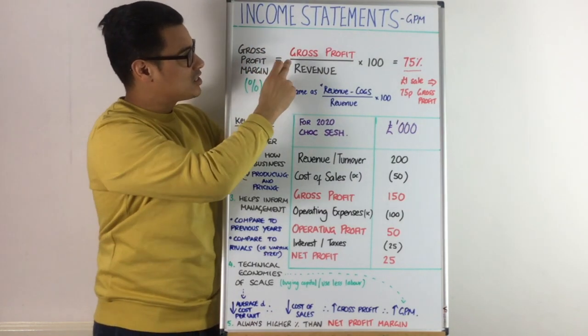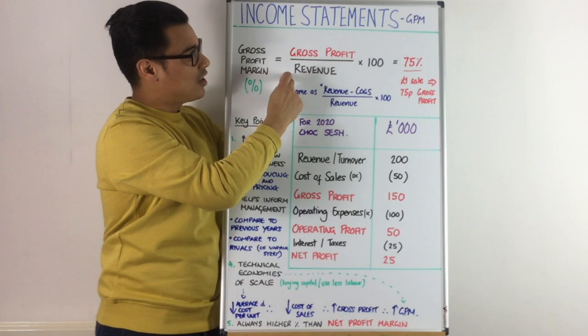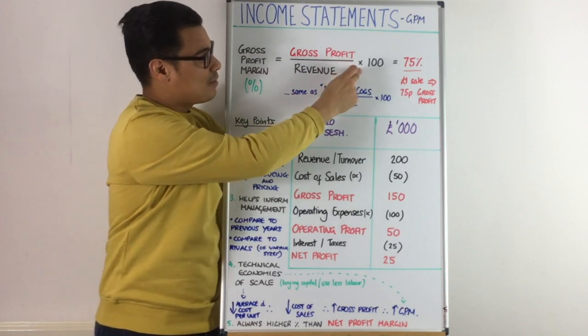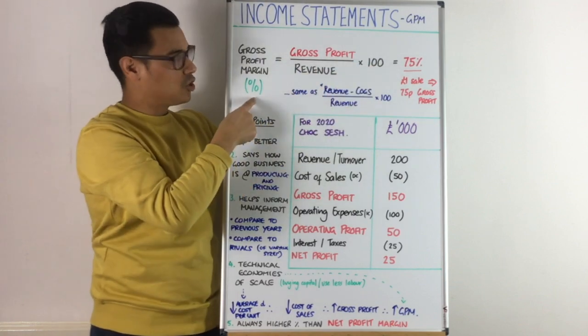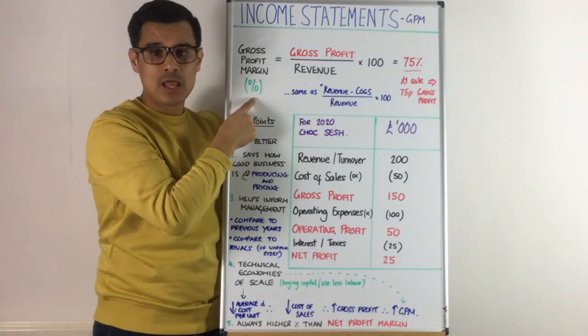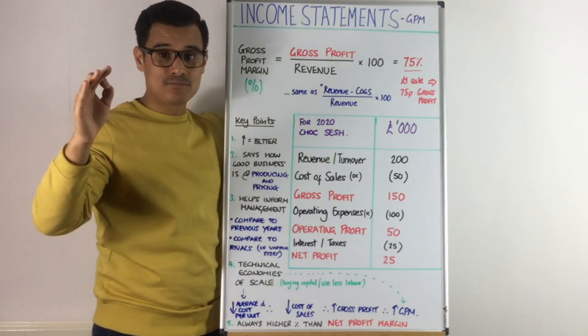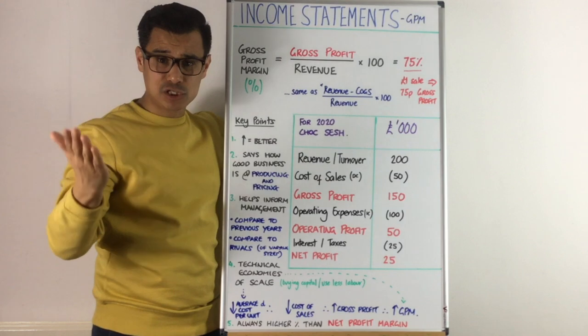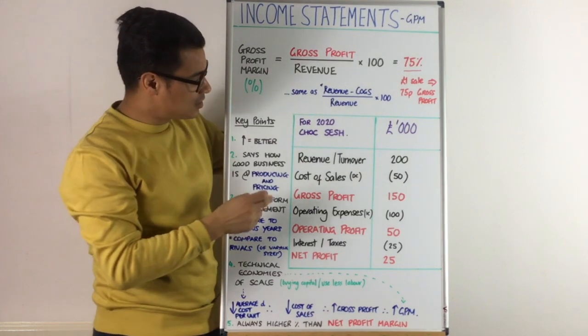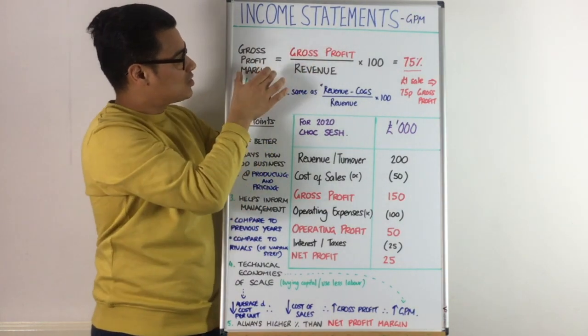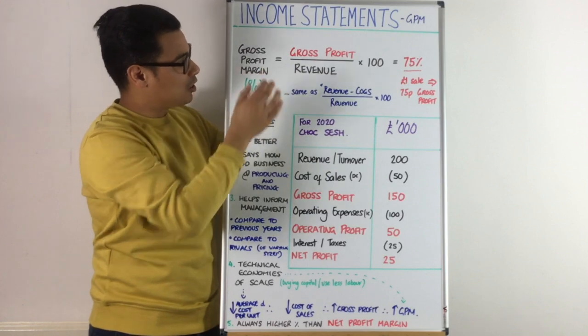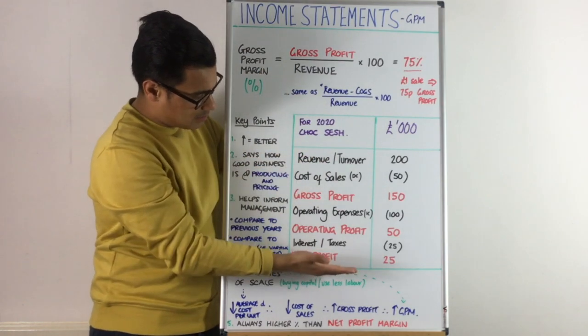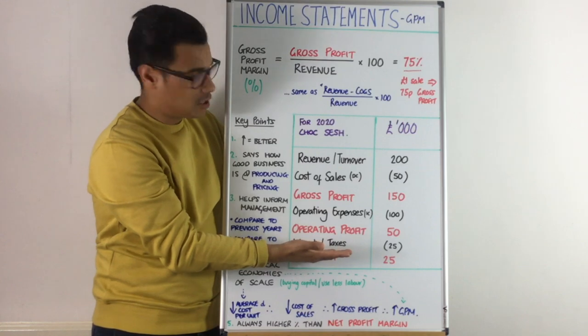The formula is gross profit divided by revenue times by 100 because it's a percentage. You've got to remember this formula, but it's very simple to remember, especially when you look at it visually. Because you're thinking about income statements is where you're going to calculate your gross profit margin. So let's look at an income statement and calculate the gross profit margin.